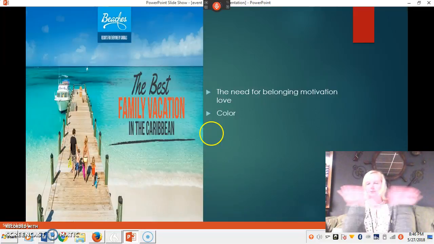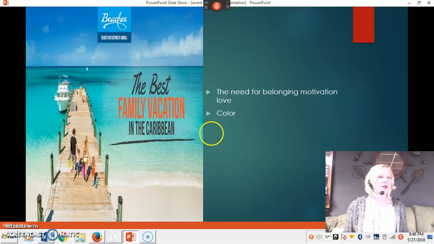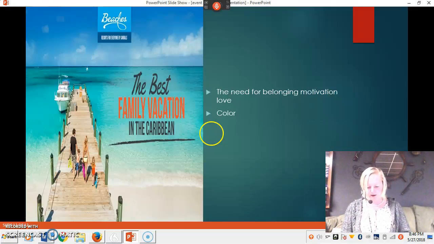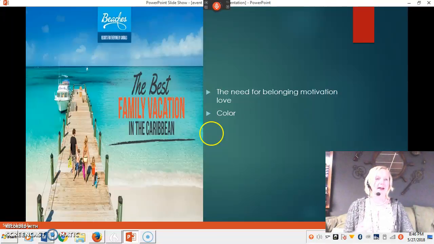So this one's for beaches. I love big, bold type on top of beaches. I'm pretty sure that's a cruise line or a promotion company or something. But I like the "best family vacation in the Caribbean," because it brings that need for belonging and love, companionship, family togetherness. And then the color of the overall picture is very appealing. I think most beach scenes are, though. But I also like the way they put the family vacation in big bold letters. It's very appealing to the eye. It has the children and the family on it.